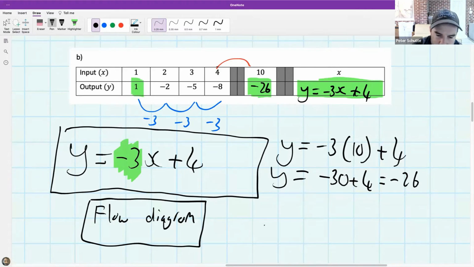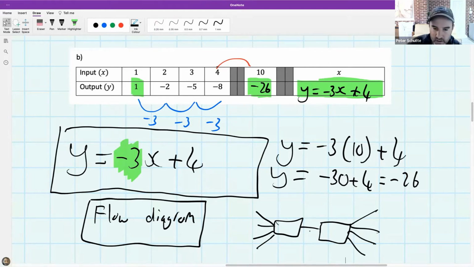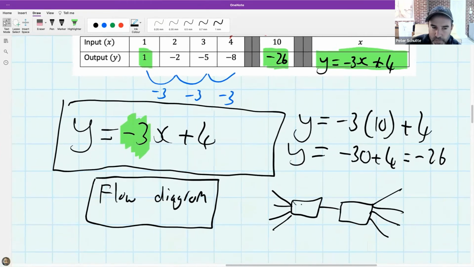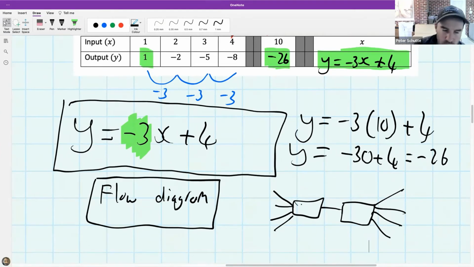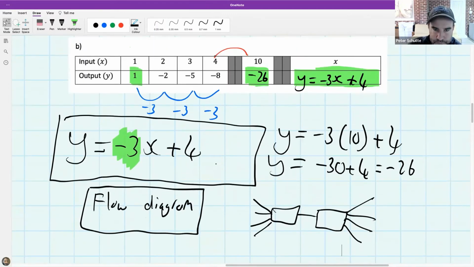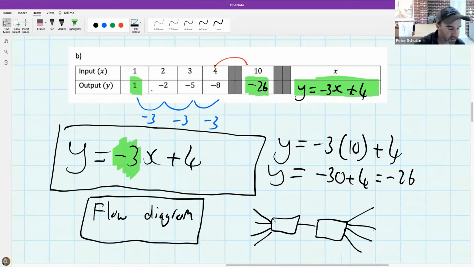Remember, a flow diagram looks a little bit like this. It has the two rules, and then it has the things going in one side, and the things coming out the other side. I just want to test your knowledge. I want to take you back to lesson 1. And then I'm going to ask someone to tell me how I would draw a flow diagram for this relationship, because this whole section is about different ways of representing relationships, and being able to do all of them is very helpful.